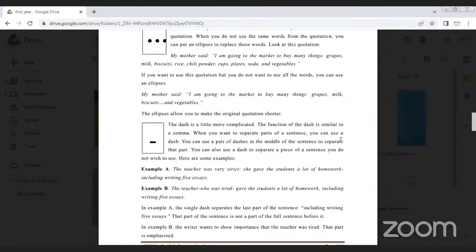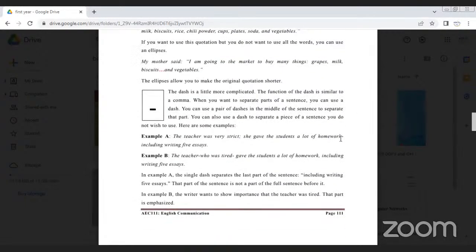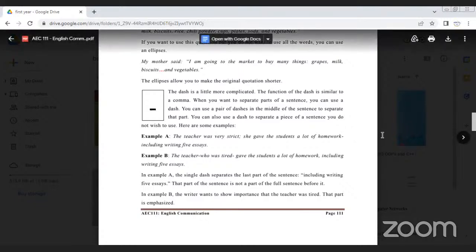Okay, then let's see how to use the dash. The dash is a little more complicated. The function of a dash is similar to a comma. When you want to separate parts of a sentence, you can use a dash. You can use a pair of dashes in the middle of a sentence to separate that part. You can also use a dash to separate a piece of a sentence you do not wish to use.